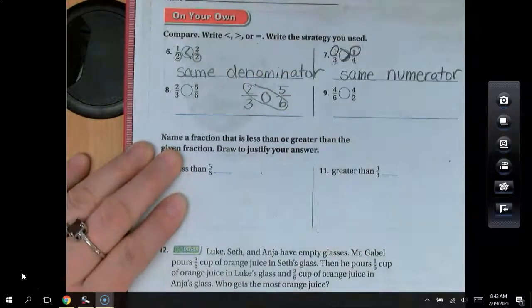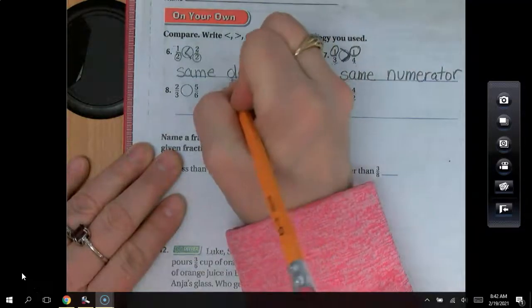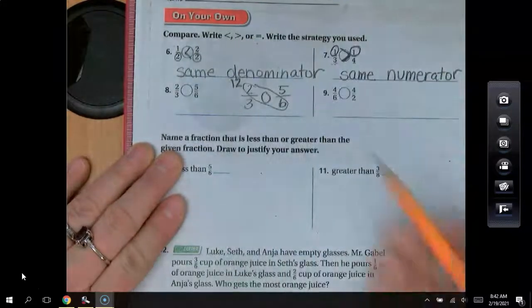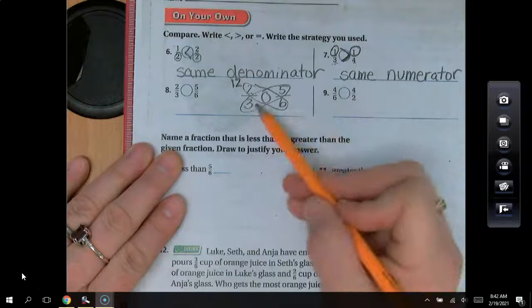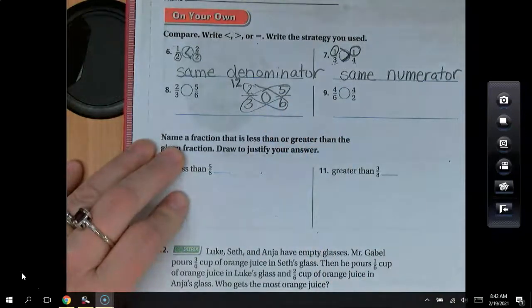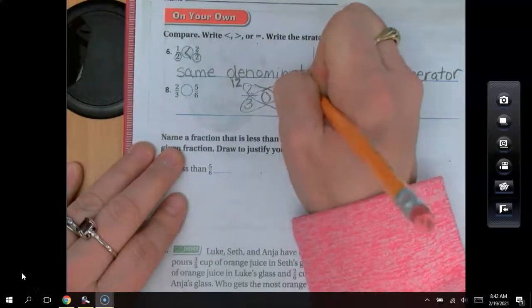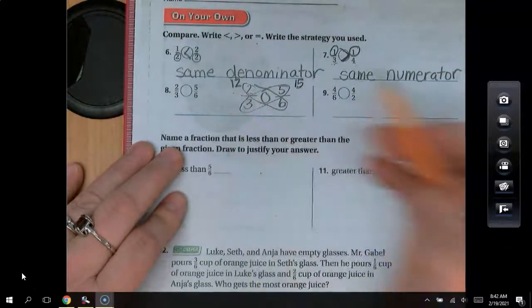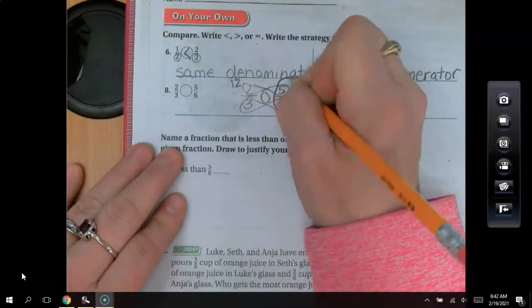Boys and girls, what is 2 times 6? 2 times 6 is 12, so I'm going to put my 12 up here on top. Okay, I got to cross multiply the other side. What is 3 times 5? 3 times 5 is 15. Great. I'm going to put my 15 on top. Now ask yourself, what's bigger, 12 or 15? Well, of course, 15 is bigger, so I'm going to circle this entire side.